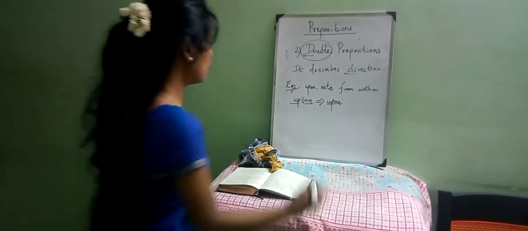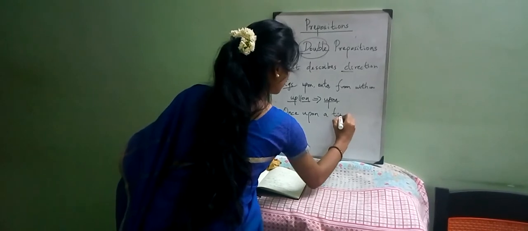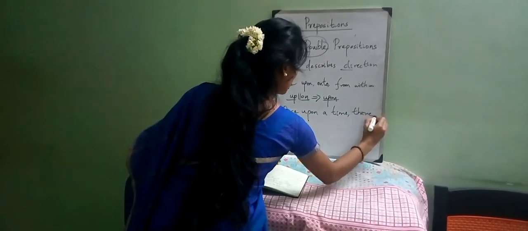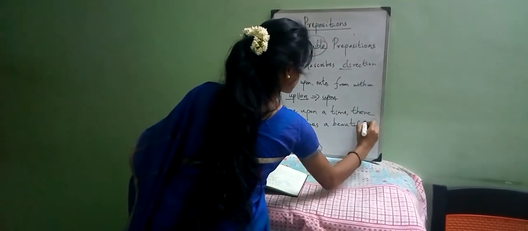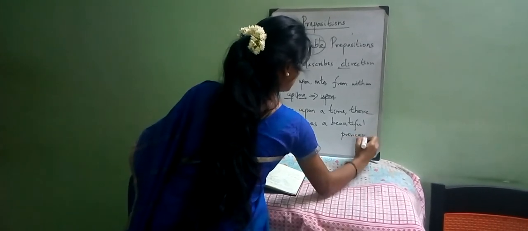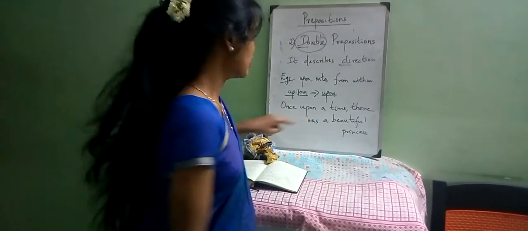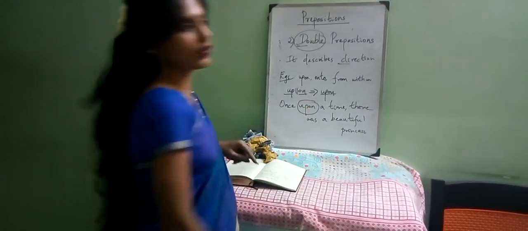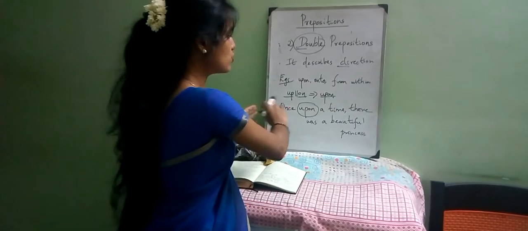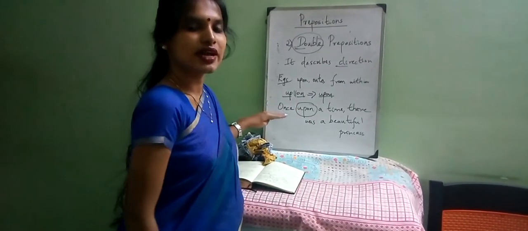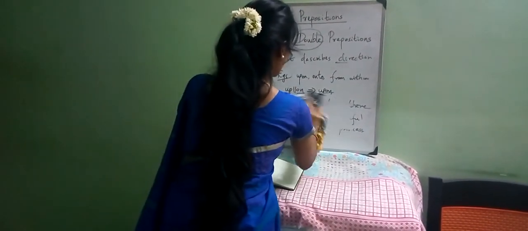I will show you the example. Once upon a time there was a beautiful princess. This is the example, okay. Once upon a time there was a beautiful princess. So once upon a time. So these are two simple prepositions come together as a double preposition used in a sentence to describe the direction in the sentence.